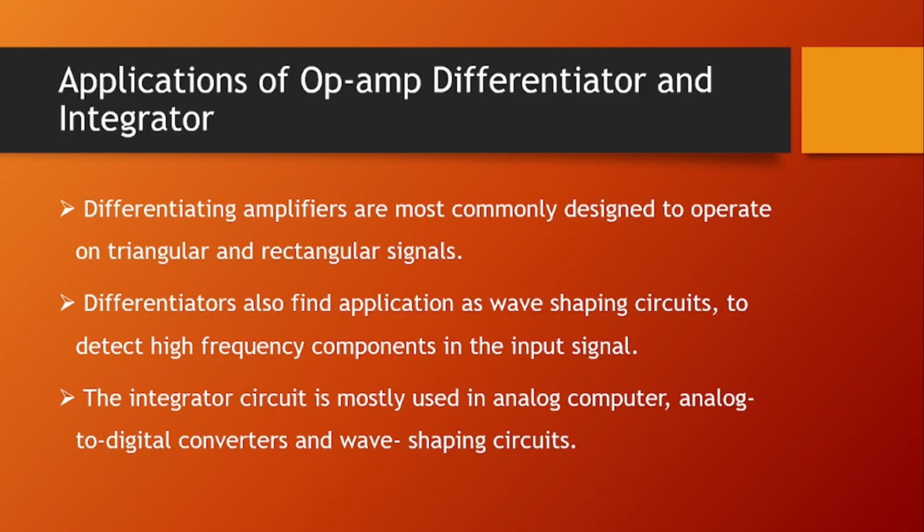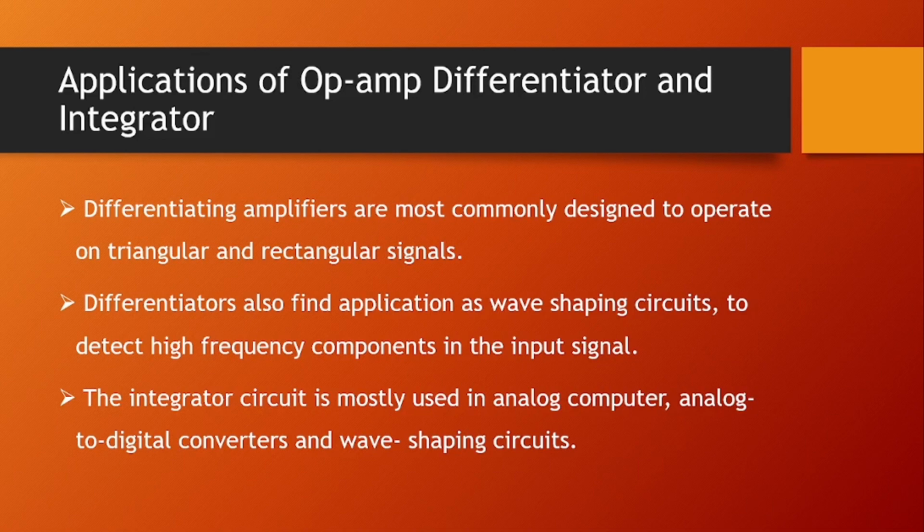Applications of the op amp differentiator and integrator. First, differentiating amplifiers are most commonly designed to operate on triangular and rectangular signals. They are frequently used to process triangular and rectangular waveforms. They can calculate the rate of change, which is particularly useful in applications involving these types of signals, such as pulse width modulation.